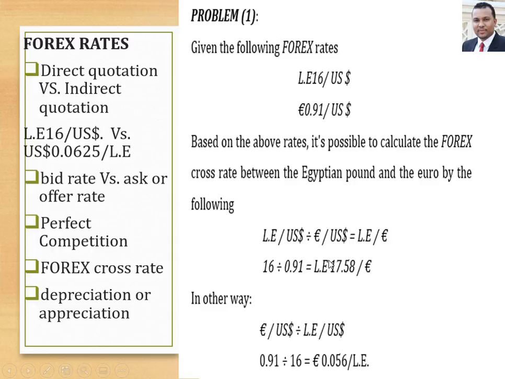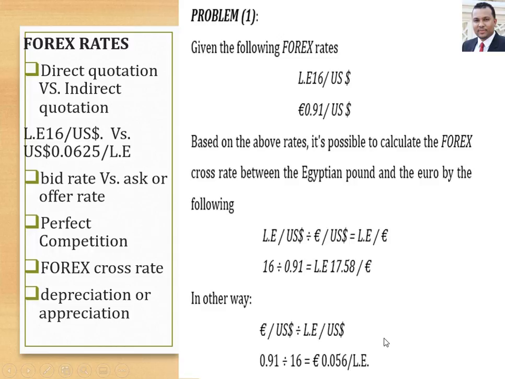Yes, we can also convert by dividing the second price by the first price. In this case, we talk about the relationship of how many euro per Egyptian pound. In other words, euro per US dollar divided by how many Egyptian pound per US dollar. In this case, the relationship equals 0.91 divided by 16, which equals 0.056 euro per Egyptian pound.